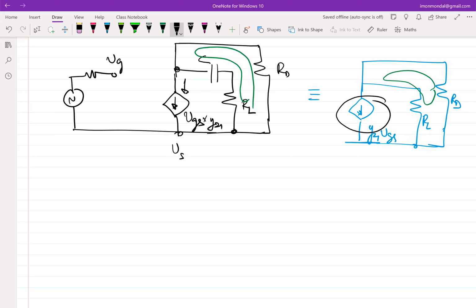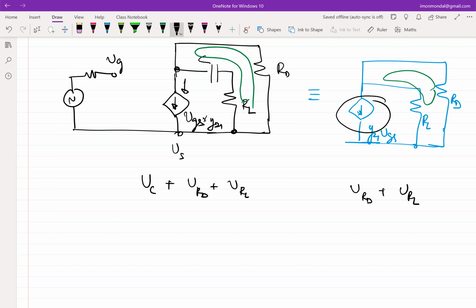Why RL? Why only RL? RL plus RD. Right? If I go around and write the KVL in the loop, I will have 3 drops. I will have drop across the capacitor, drop across RD, drop across RL, in the circuit on the left. In this case, I will have drop across capacitor plus drop across RD plus drop across RL. In the circuit on the right, I will have a drop across RD and drop across RL.